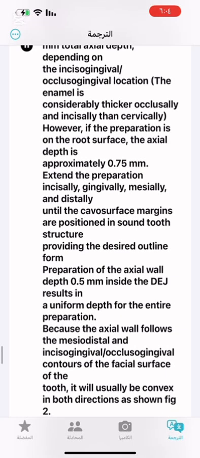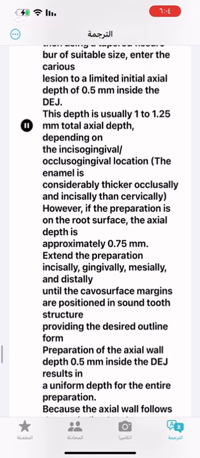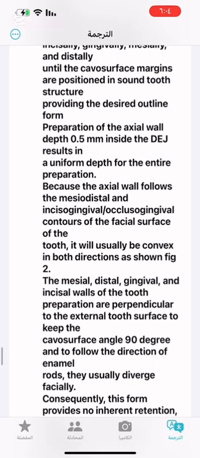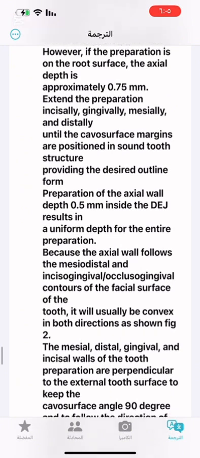6. Divergent incisal, gingival, mesial and distal walls. Follow the direction of enamel rods. Retention features: grooves and coves 0.2–0.3 mm inside DEJ using 1/4 round bur. 7.